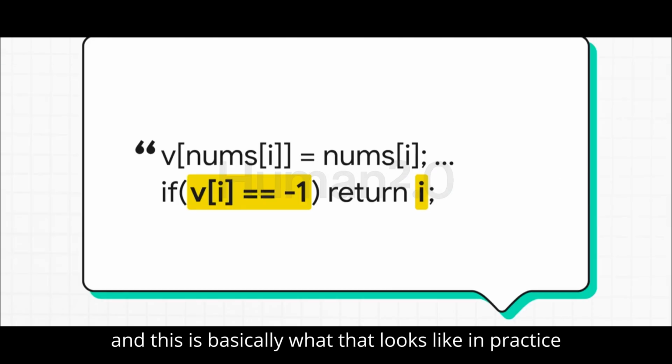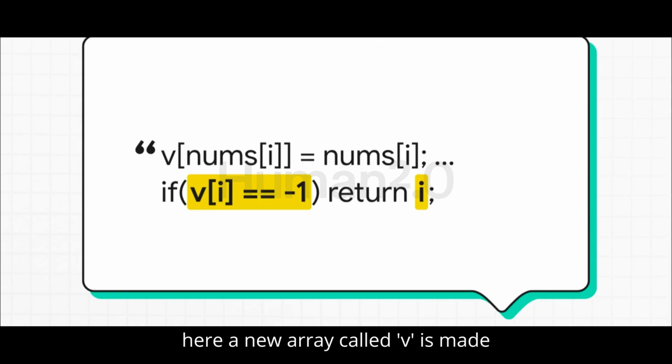And this is basically what that looks like in practice. Here, a new array called v is made, and it's filled up with -1 to start. That's just a placeholder for unseen. The first loop zips through our input nums, and for each number, it places that number at its own index in v. So v at index 3 would get the value 3, v at index 1 gets 1, and so on. The second loop then just scans v looking for the first spot that's still a -1. That's our guy. That index is the answer.